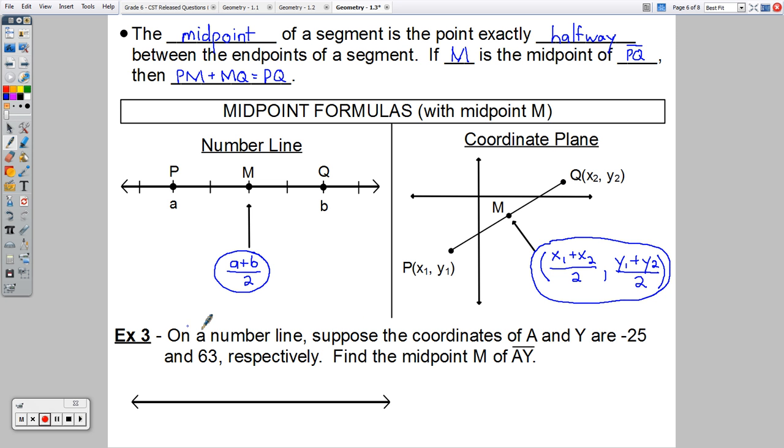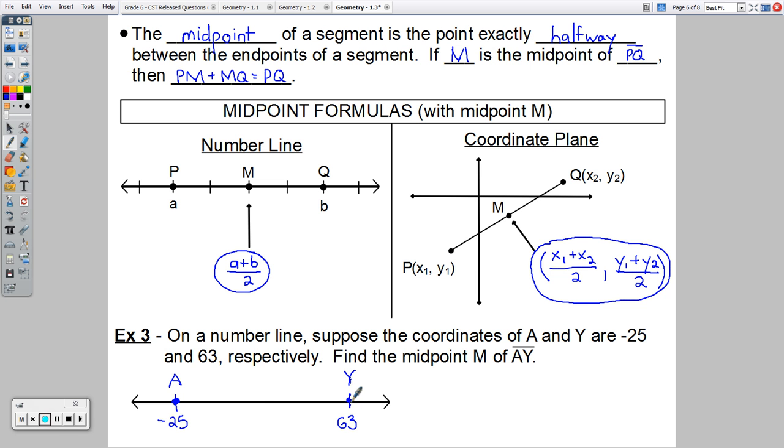So example 3 now, on a number line, suppose the coordinates of A and Y are negative 25 and 63 respectively. So A, I'm going to say, is right here at negative 25, and Y, I'm going to say, is over here. I know it's a positive number. It's going to be larger than negative 25. It's going to be over there, and M is supposed to be the midpoint of AY.